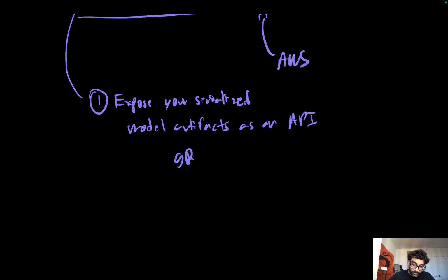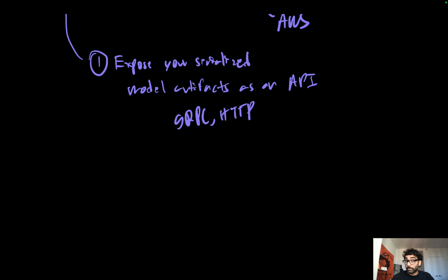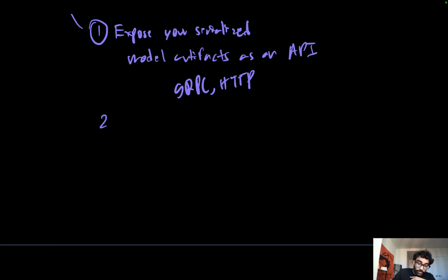Obviously, you could go with gRPC, traditional HTTP endpoints, whatever it is. Depending on what the model serving engine supports, you can expose it as needed. And via this, you can actually integrate it into real-world applications and invoke the serialized model. The second thing it does is it interacts with the hardware available.